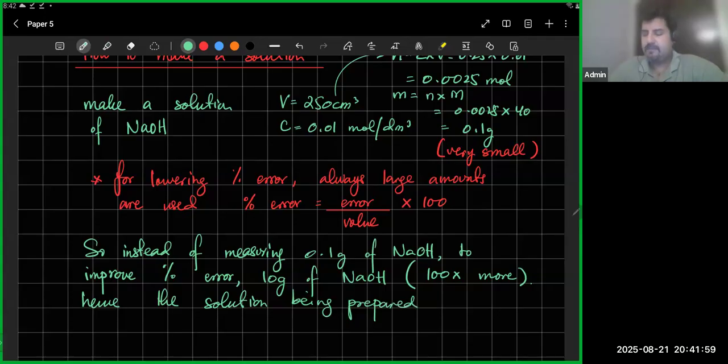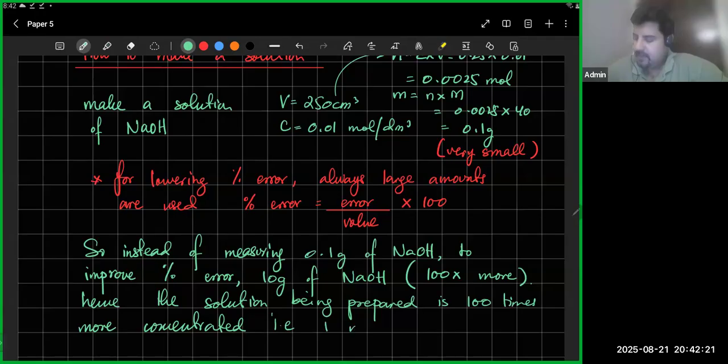So basically what I'm doing is I'm having 100 times more NaOH, and the solution being prepared is 100 times more concentrated. What's 100 times? That's 1 mole per dm cube. So that is 1 mole per decimeter cube. So यहाँ तक ये idea clear है कि why we are not using small quantities, even if they're asking us to make a solution that has a very low concentration. Is that clear?